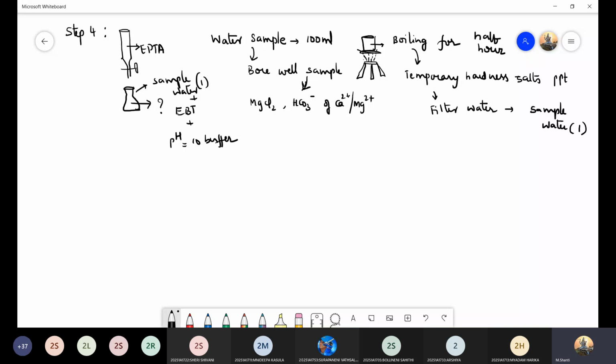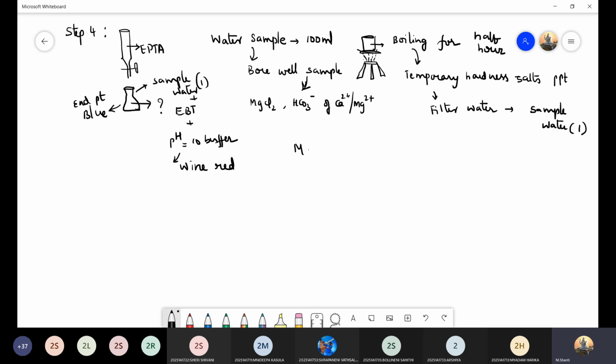You add all of them, and what is the resulting color of the solution? Wine red. The color will be wine red because here again you have magnesium and calcium ions present. Those form a complex with EBT in the presence of buffer, and you get wine red. Now this must be titrated with EDTA. Till which color do you titrate? Blue color, ma'am. The end point is blue color. So you titrate till you get the blue color.